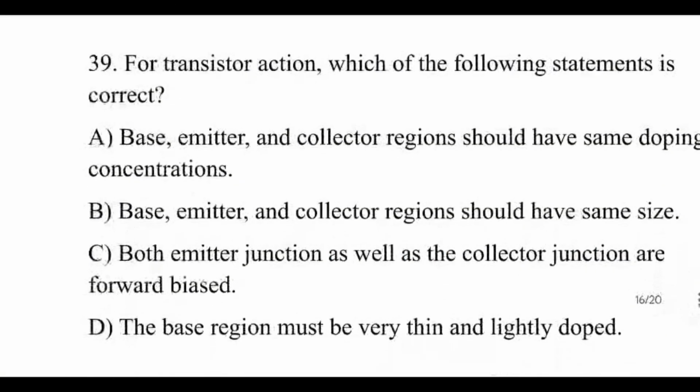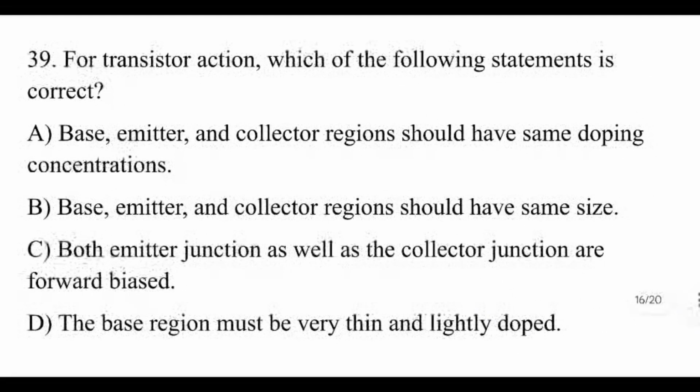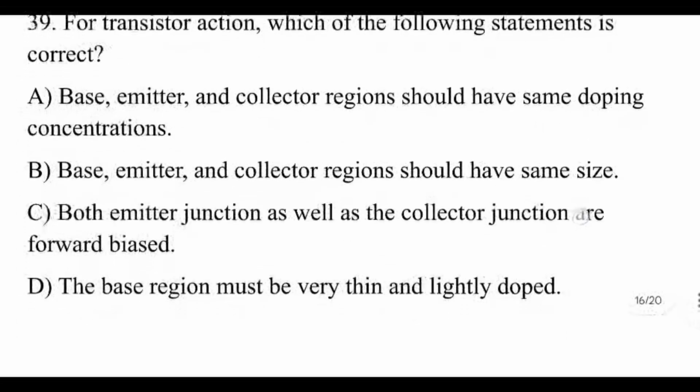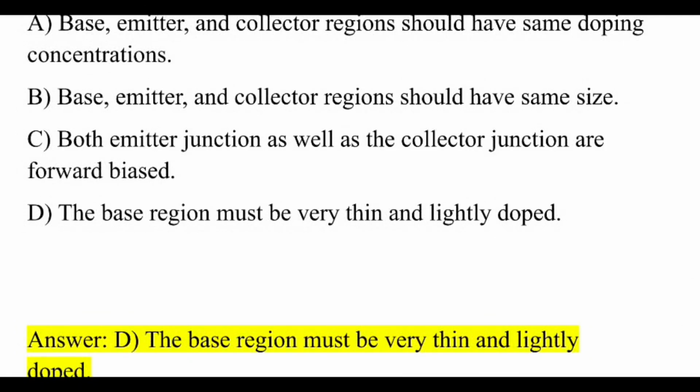Next, 39th question. For transistor action, which of the following statements is correct? Option A, base, emitter and collector regions should have the same doping concentration. Option B, base, emitter and collector regions should have the same size. Option C, both emitter junction as well as collector junction are forward biased. Option D, the base region must be very thin and lightly doped. The correct answer is option D. The base region must be very thin and lightly doped.